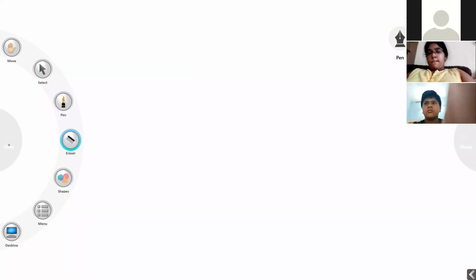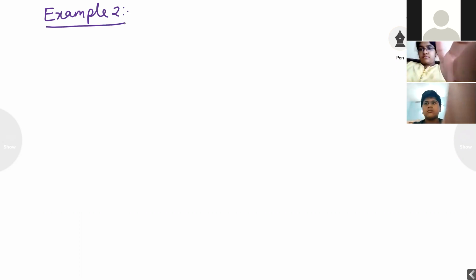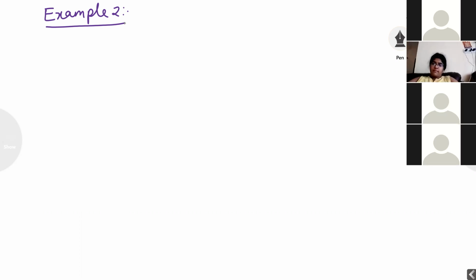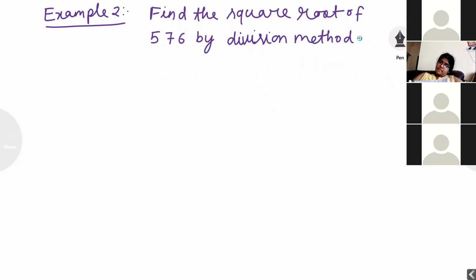Note down example second. Find the square root of 576 by division method.